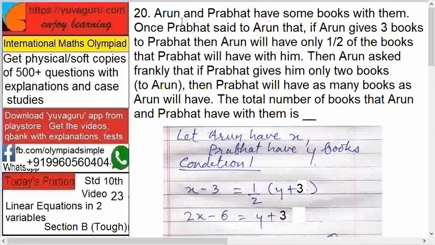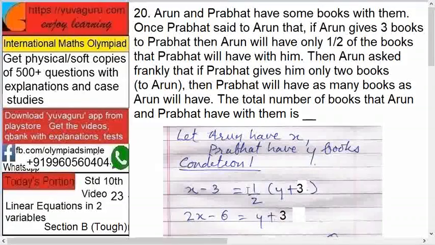Arun and Prabhat, let Arun have x and Prabhat have y. Condition 1 is what? 3 books are exchanged. Arun gives 3 books to Prabhat. So x minus 3 and y becomes y plus 3, right? 3 less from here, 3 more to here.